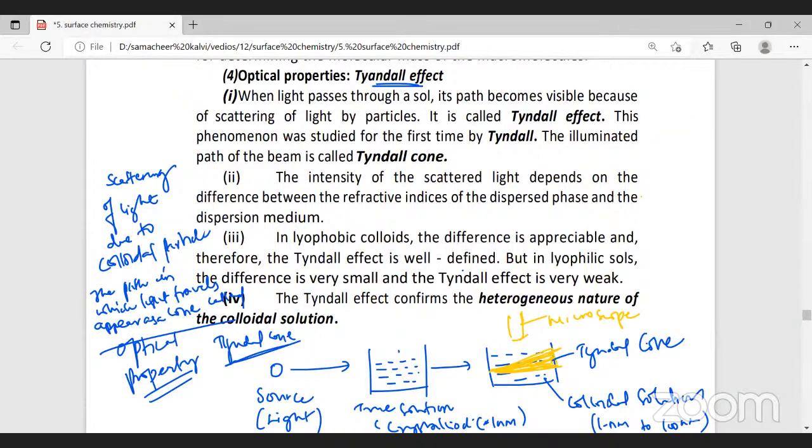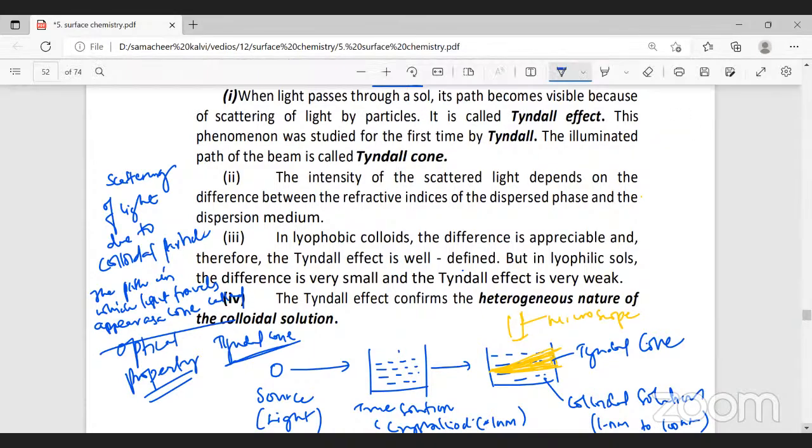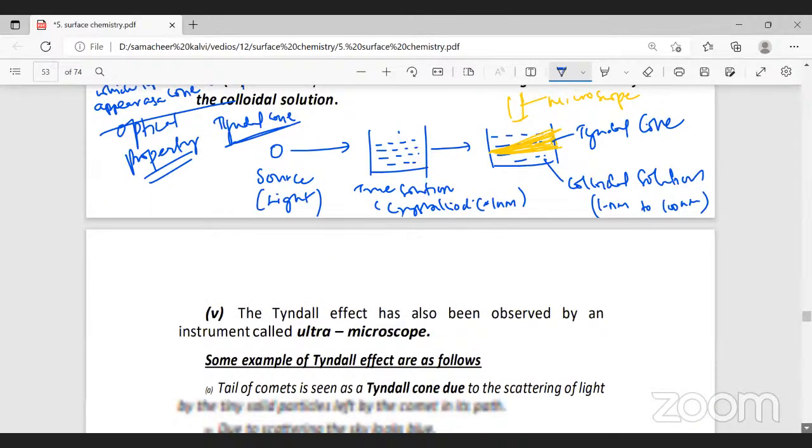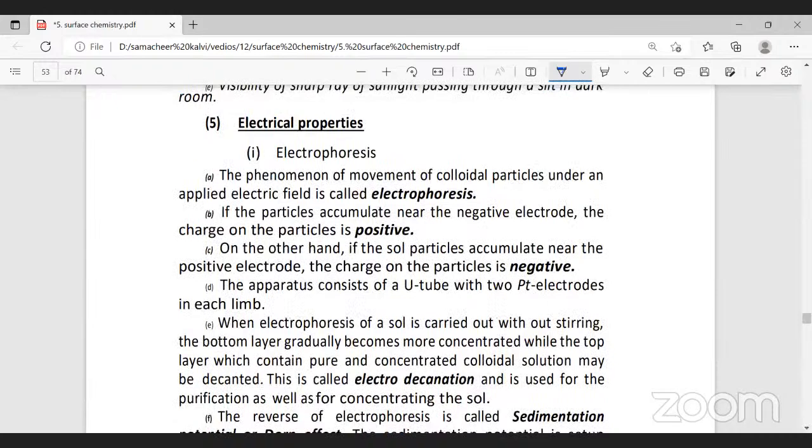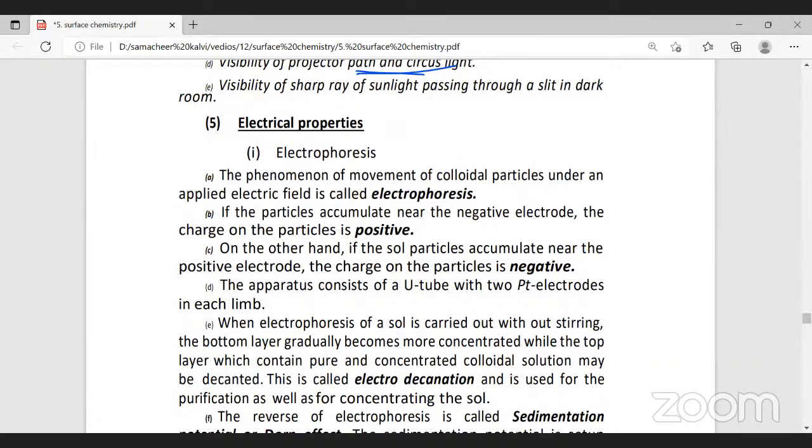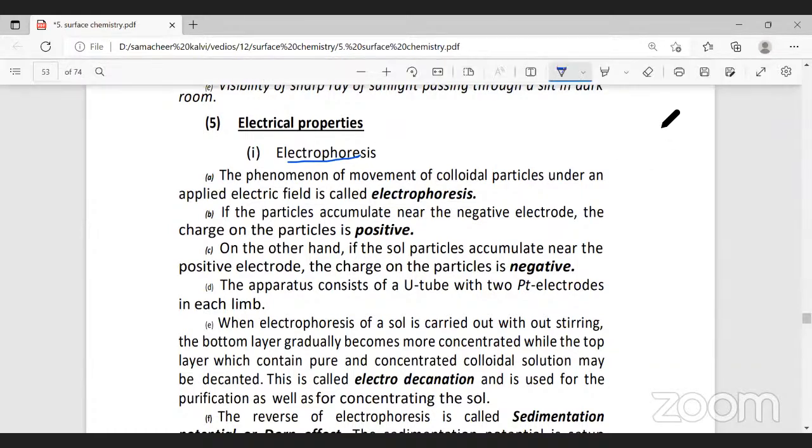Now, the next property is electrical property. This electrical property is based on the current. In electrical property, we have to learn something called electrophoresis. Now, what is this electrophoresis? You would take a glass tube in the shape of a U. So, a glass U tube like this.